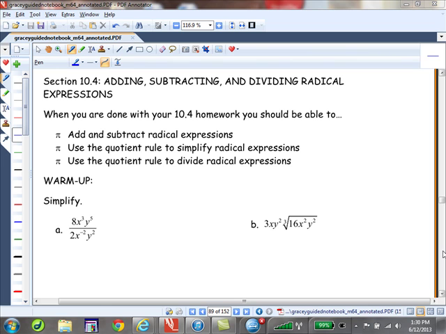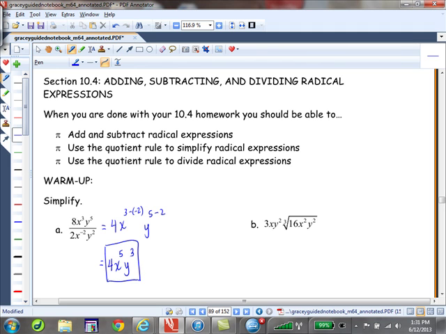So for this first one, we have 8 divided by 2 is 4. We have x to the 3 minus a negative 2 and y to the 5 minus 2 using properties of exponents, which gives us a result of 4x to the 5th y cubed. How'd you do on that one? Awesome. I knew you could do it.